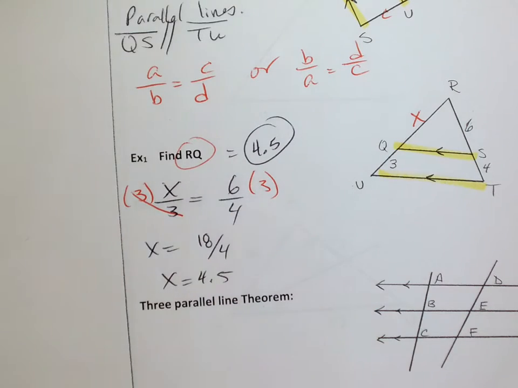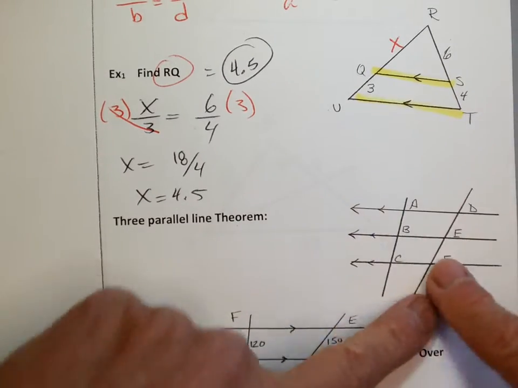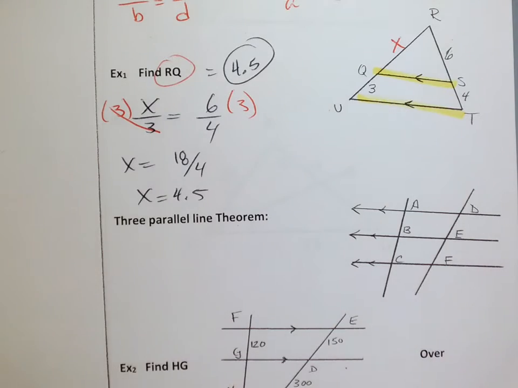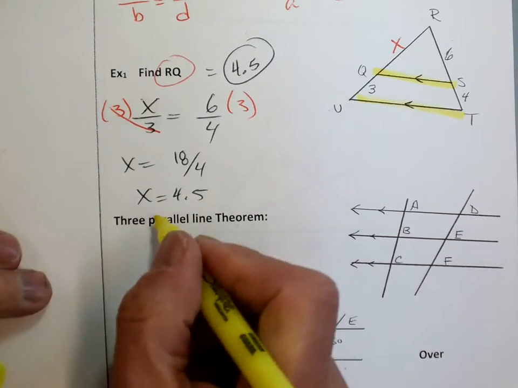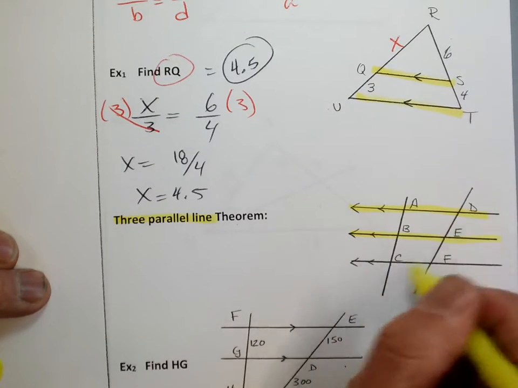All right, now the next theorem is basically what we just did, except they just cut off the triangle. So think about this. They just cut off the triangle. So it's the same thing, but you have to have the parallel lines. So you've got three parallel lines: 1, 2, 3.